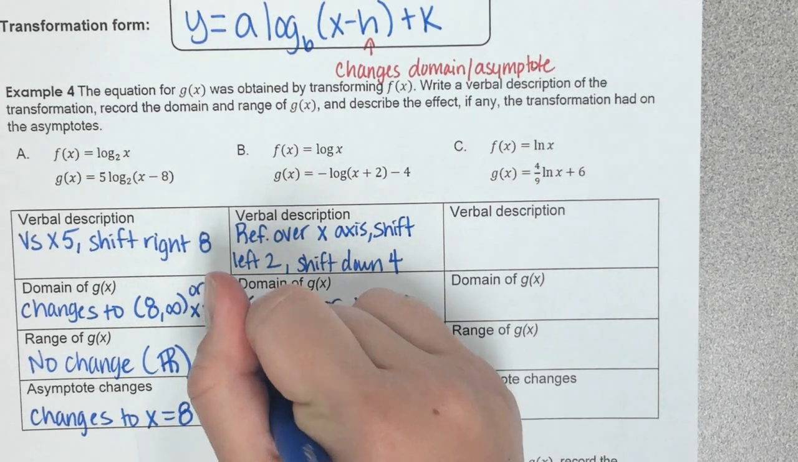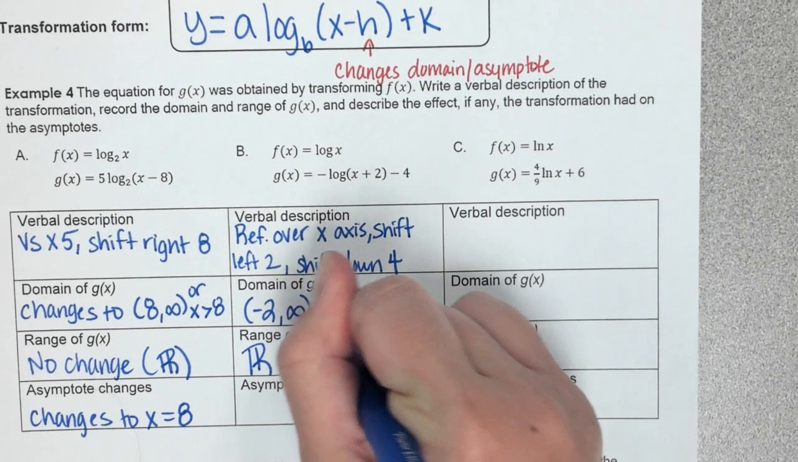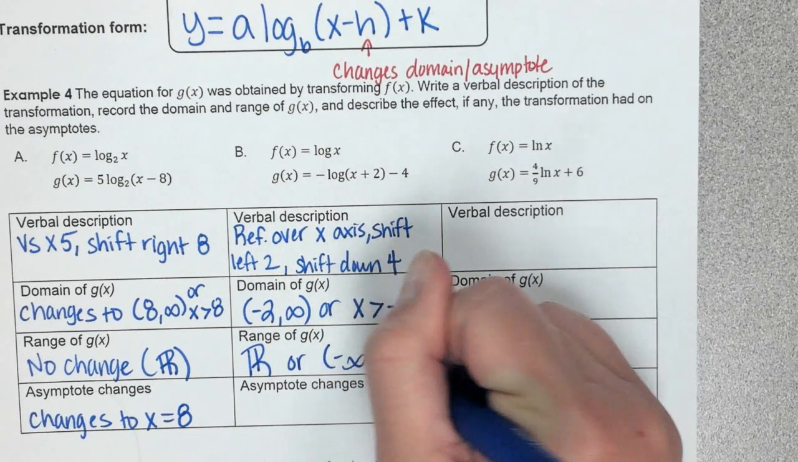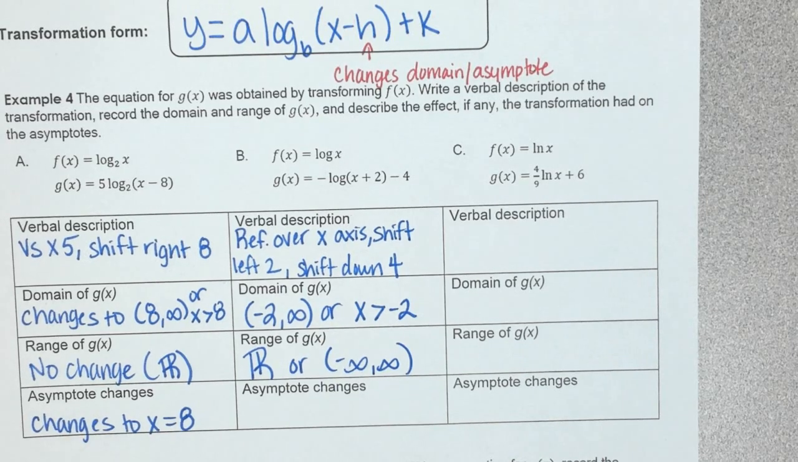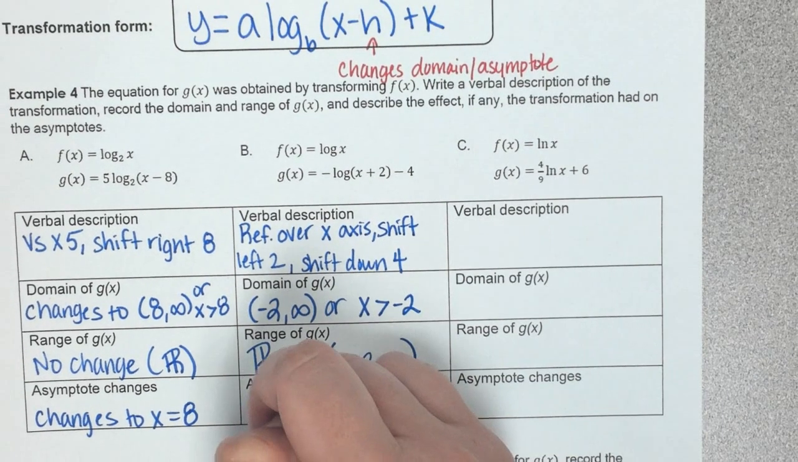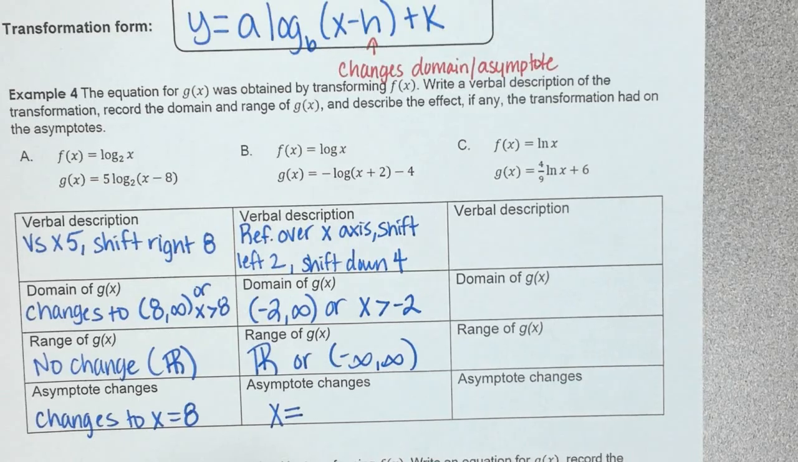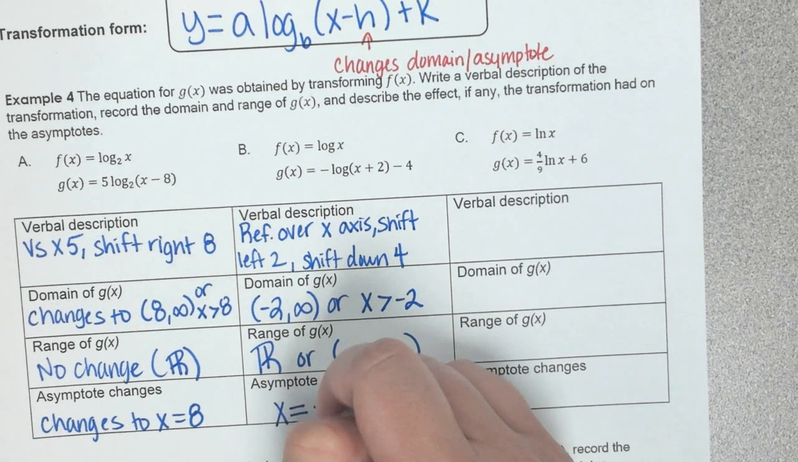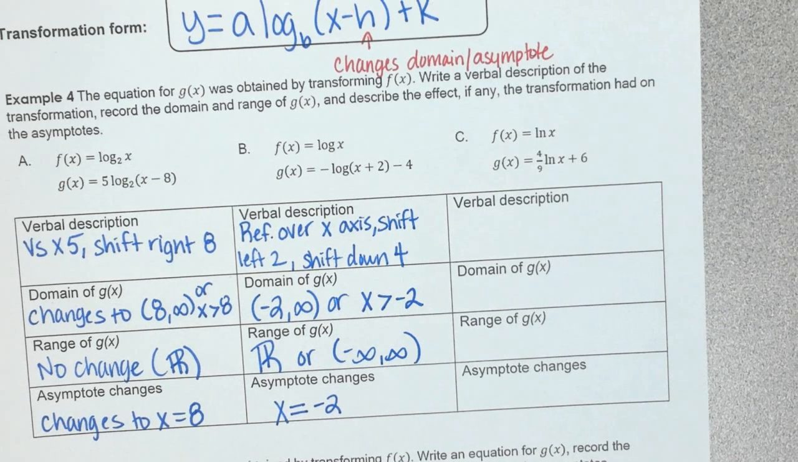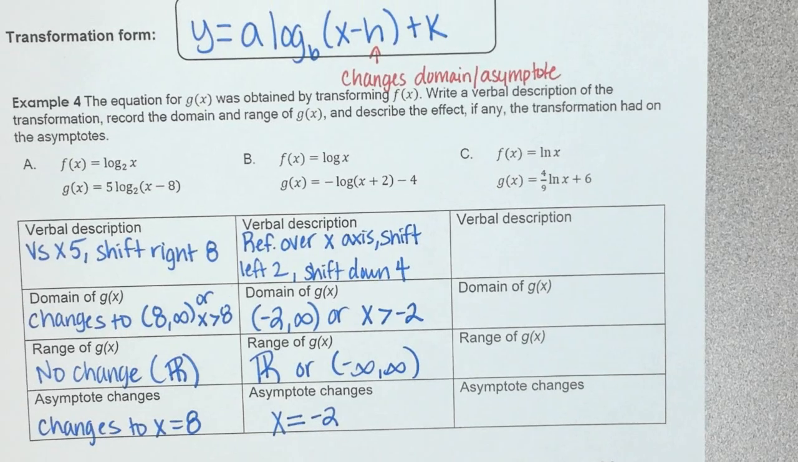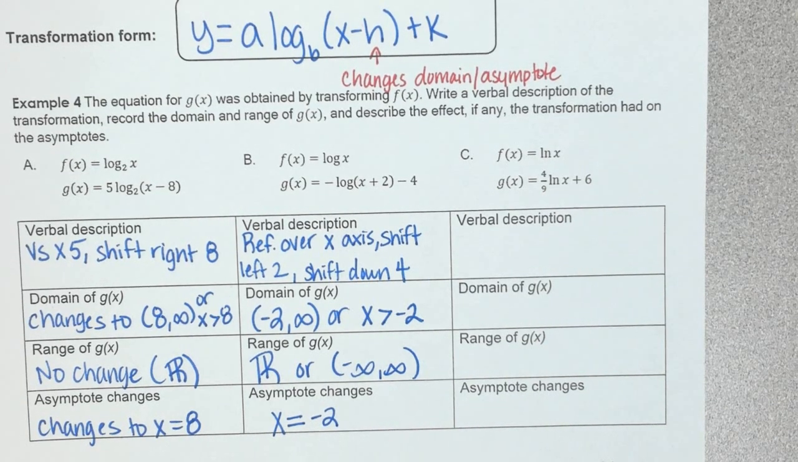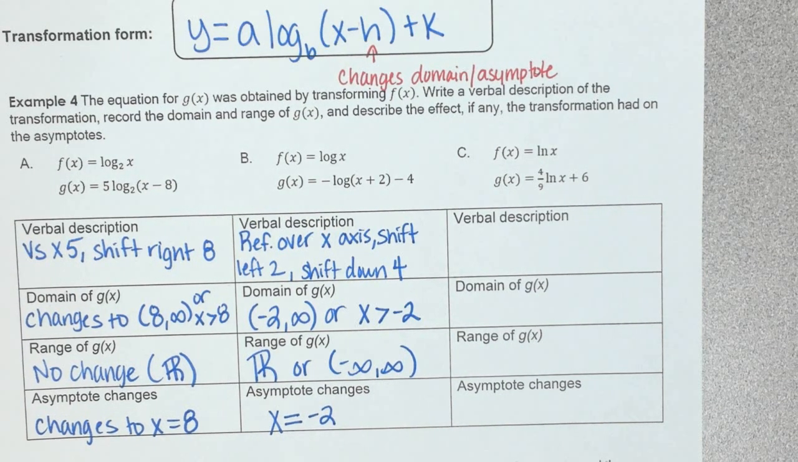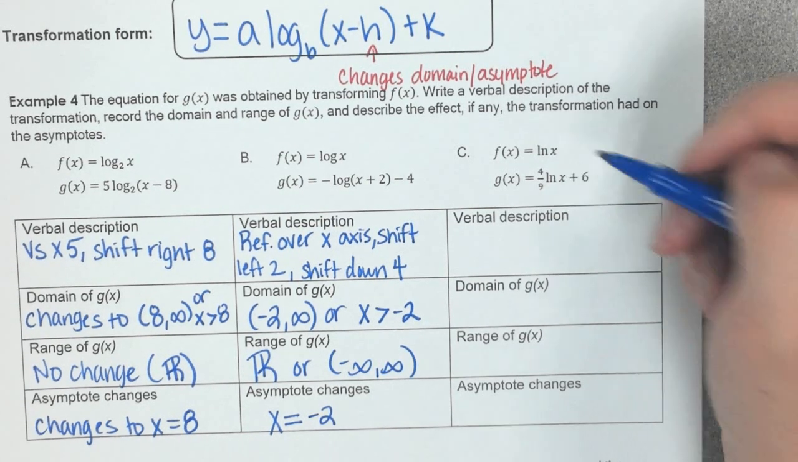Our range doesn't change, right? So that's still all real numbers. And our asymptote changes, right? Our asymptote is now x equals negative 2, because it was shifted left 2. Does that make sense? This isn't that bad, right? I hope. Okay, looking at C, our function is natural log.